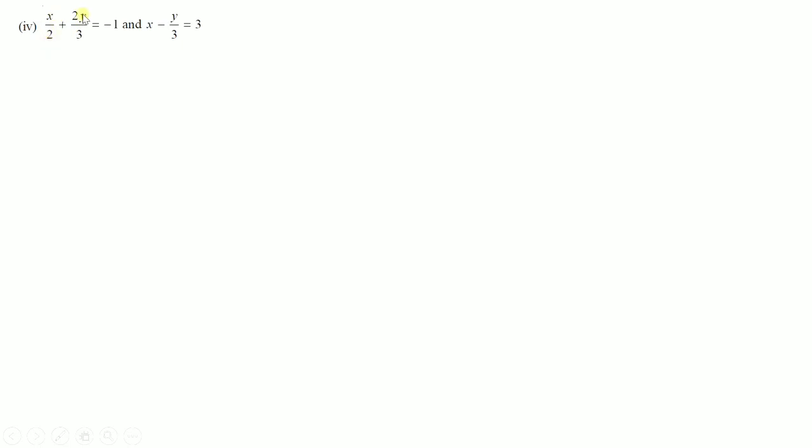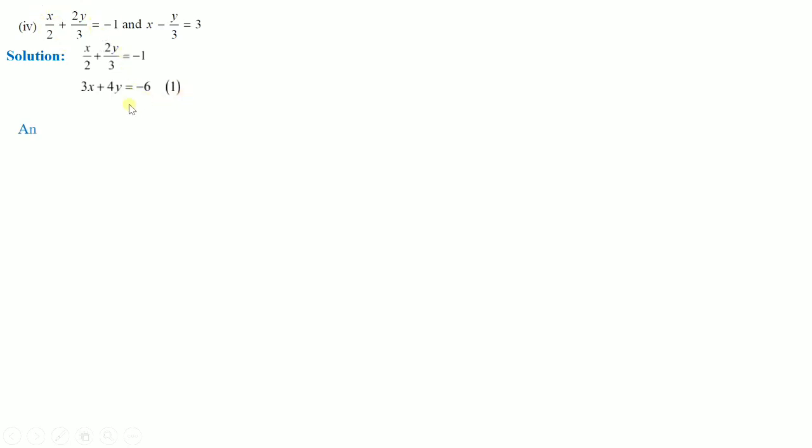It says x upon 2 plus 2y upon 3 is equal to minus 1 and x minus y upon 3 is equal to 3. So now you are getting these coefficients in the denominator, so you need not worry. Simple thing, we will do it. So for the solution, we can take this equation x upon 2 plus 2y upon 3 is equal to minus 1, implies LCM 6, 3x plus 4y is equal to 6 into minus 1, minus 6, equation number 1. This we got from here.